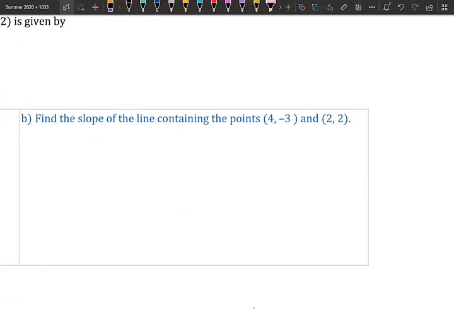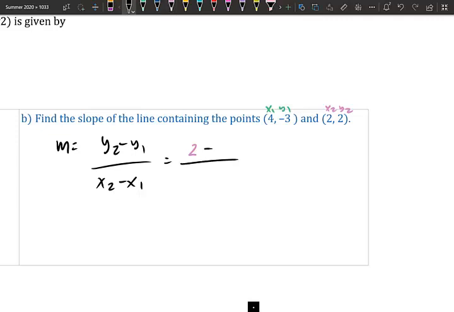To find the slope of a line containing the points (4, negative 3) and (2, 2), label your points. And we're going to plug them into our formula. So we have m equals y2 minus y1 over x2 minus x1. So y2, we have positive 2, minus y1 is negative 3. Since it's negative, we wrap it. And then x2, which is 2, minus x1, which is 4.